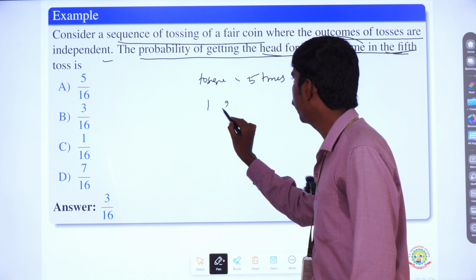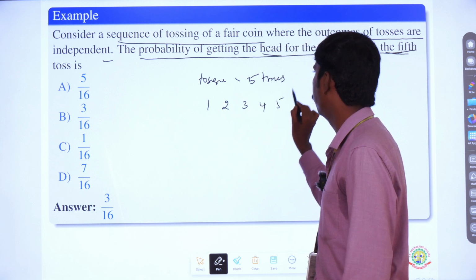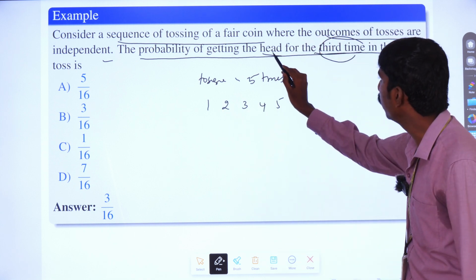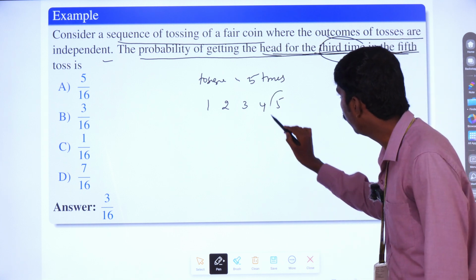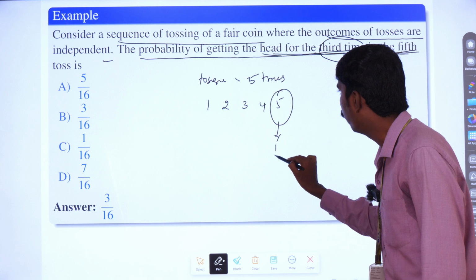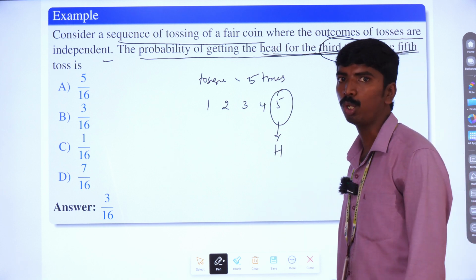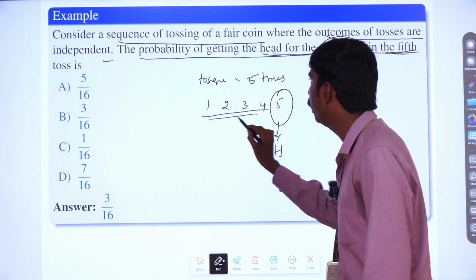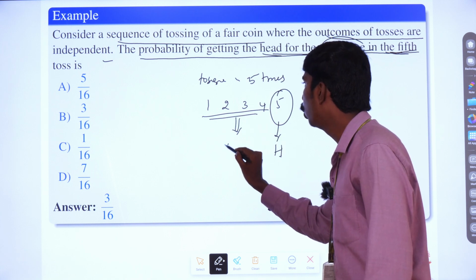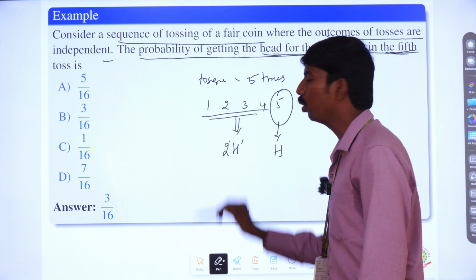So first time, second and third and fourth and fifth I will get. So what they have given is head for the third time in the fifth toss. Therefore when I go for the fifth time, I will get a third head. When I toss a coin the fifth time, I will get a head. So from these 4 possibilities, I have the chance to get 2 times head. So this is the logic.